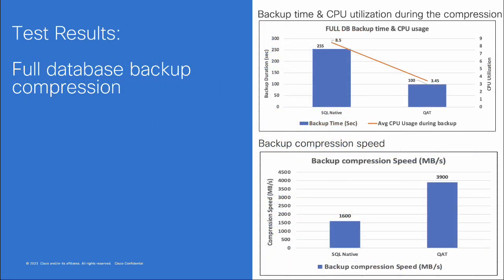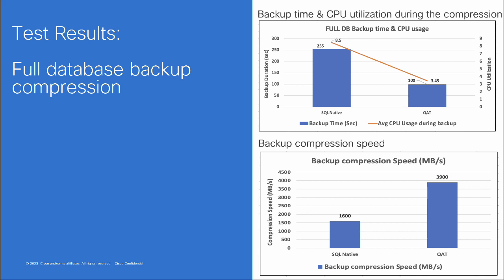This slide shows the backup compression performance difference between Intel QAT and SQL Server native compression algorithm for the full database backup use case without workload running on the database. As seen in the top graph, Intel QAT took around 100 seconds while SQL Server native compression took nearly 255 seconds. So when you offload the database backup compression to the Intel QAT, the backup duration is nearly 2.5 times faster than SQL Server native backup compression.